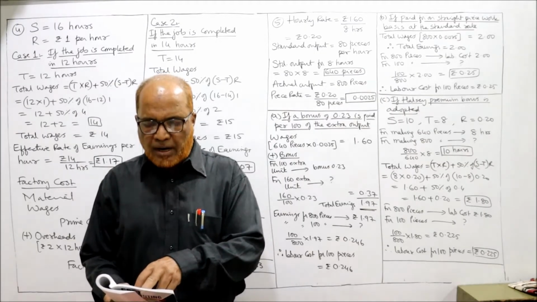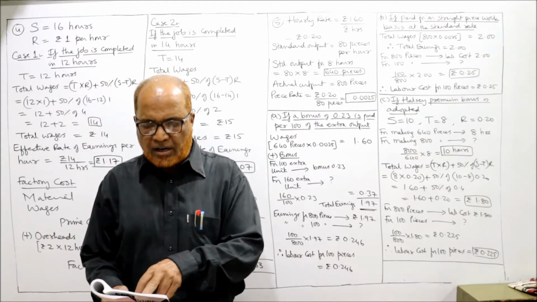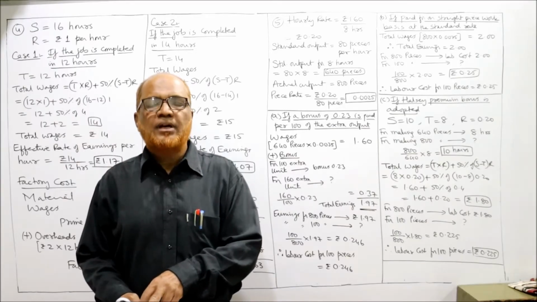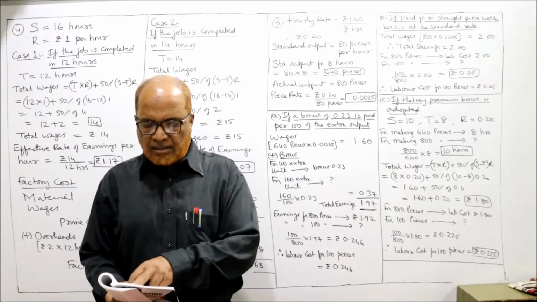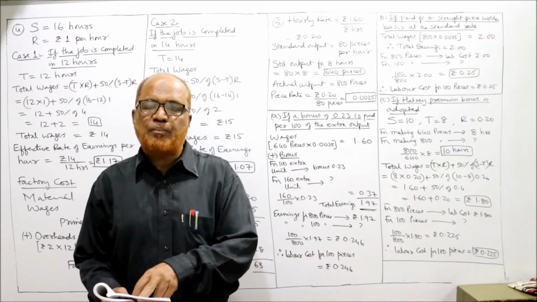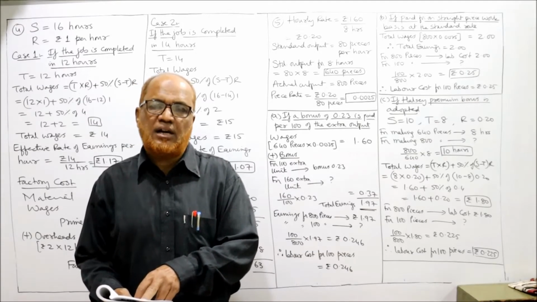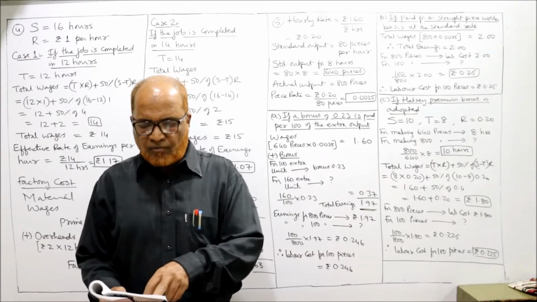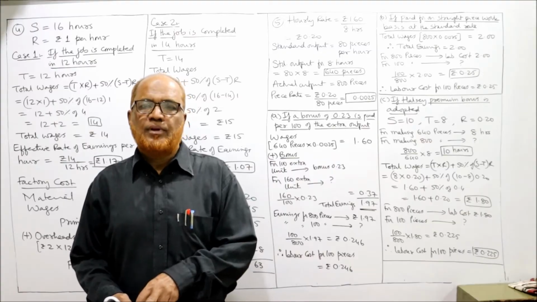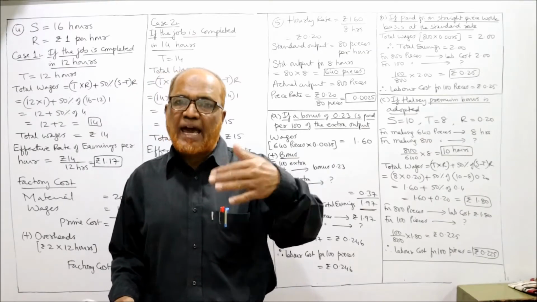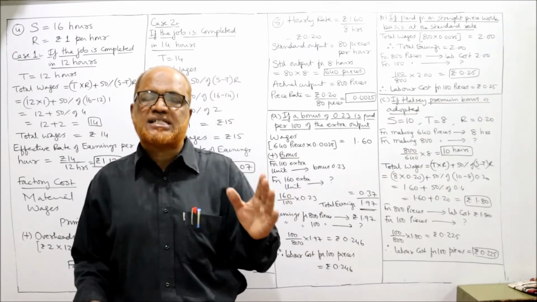Find the labor cost per 100 pieces and the wage that would have been earned by the workman under the following. Three different questions are given. We have to find out the total wages and the labor cost per 100 pieces, 100 units, if a bonus of 0.23 is paid for every 100 extra output, that means when the worker has produced extra output more than the standard.